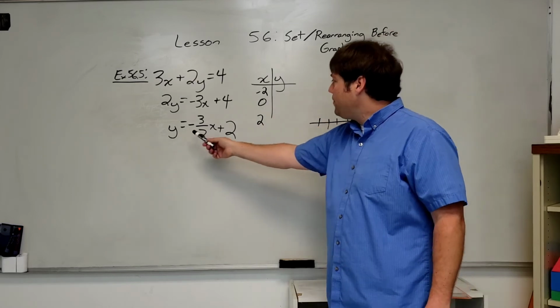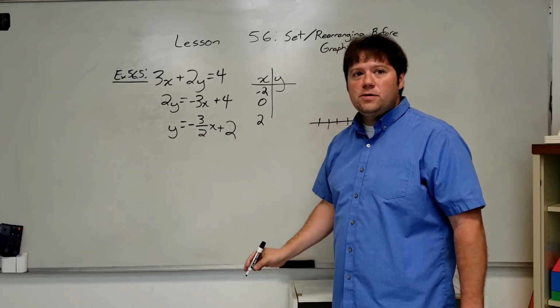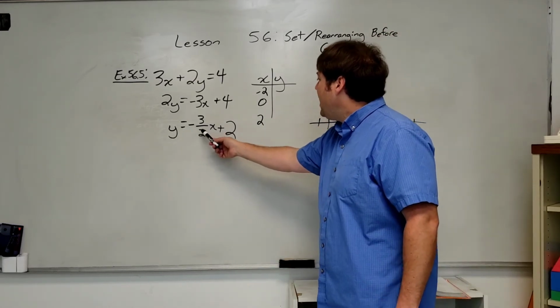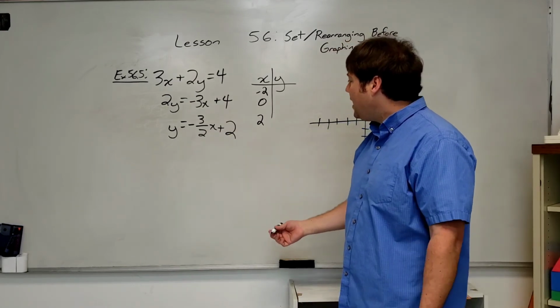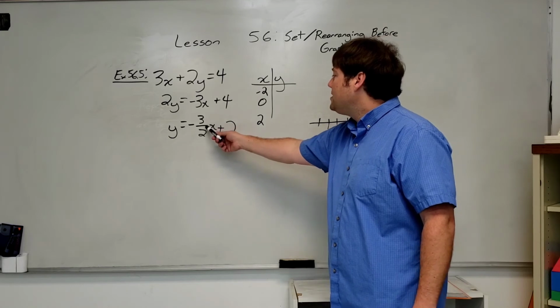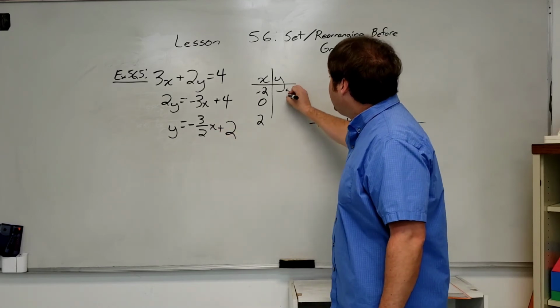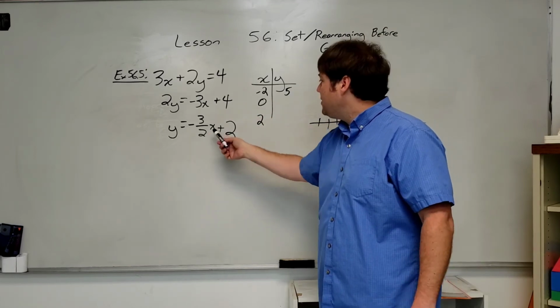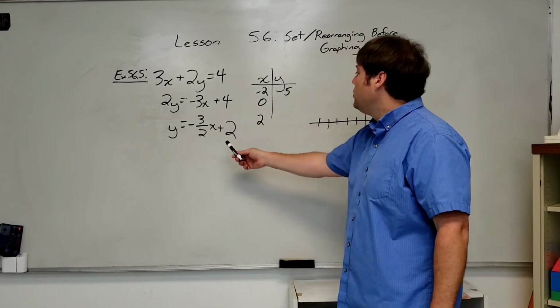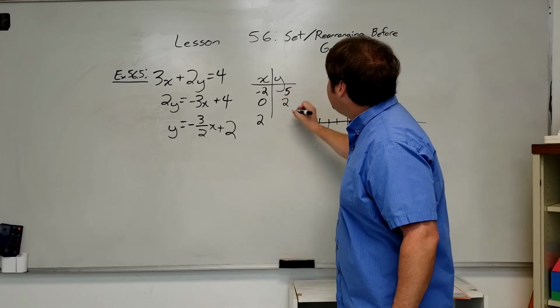So first of all, we're going to plug -2 in place of x. So we're going to have -3/2 times -2. A negative times negative is a positive, and we end up with +3 plus 2 is 5. All right, then we're going to plug 0 in. That's real easy. Anything times 0 is 0. 0 plus 2 is 2.